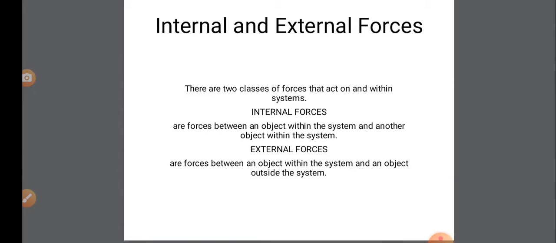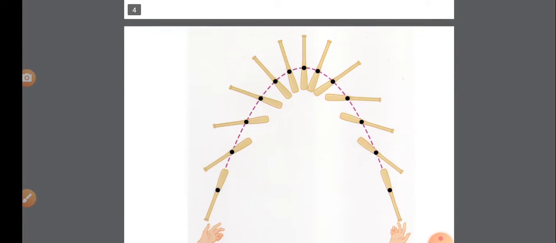There are two types of forces, internal and external. The internal forces are forces between an object within the system and another object within the system. External forces are forces between an object within the system and an object outside the system.